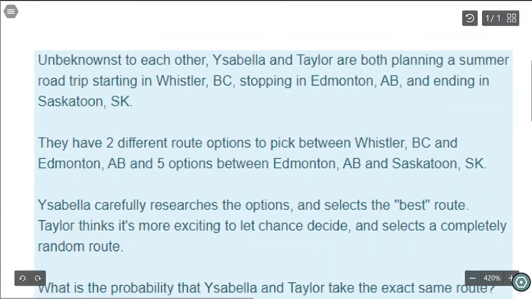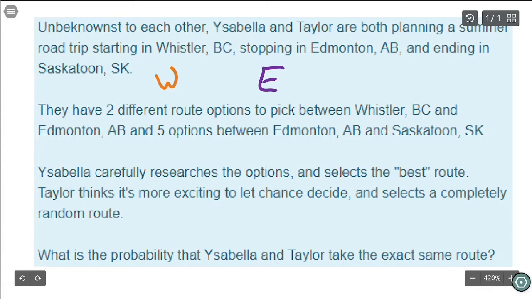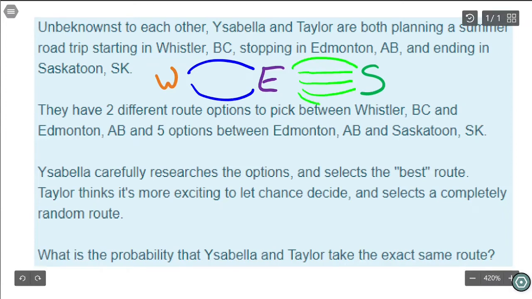Okay, let's try this one. This is more of a fundamental counting principle problem that's turning into a probability question. Unbeknownst to each other, Bella and Taylor are both planning a summer trip starting in Whistler, stopping in Edmonton, and ending in Saskatoon. There are 2 route options to pick between Whistler and Edmonton, and there are 5 options between Edmonton and Saskatoon. 1, 2, 3, 4, 5.